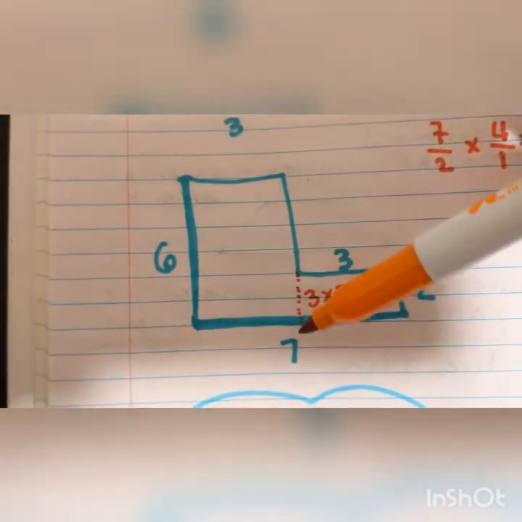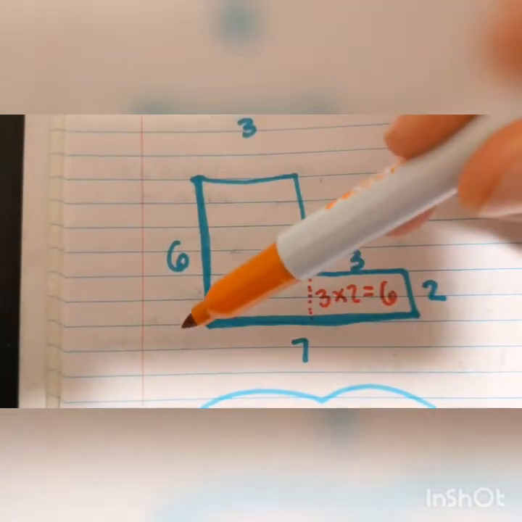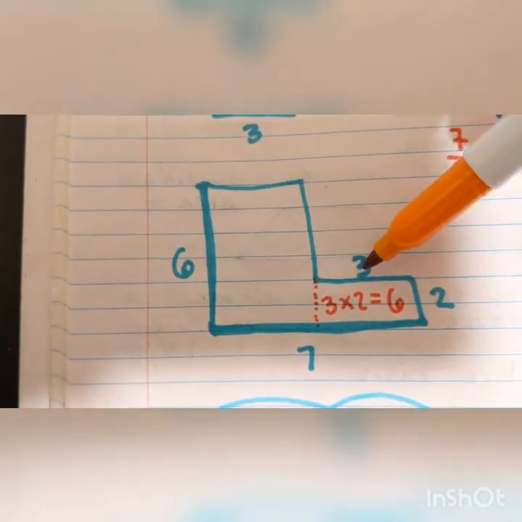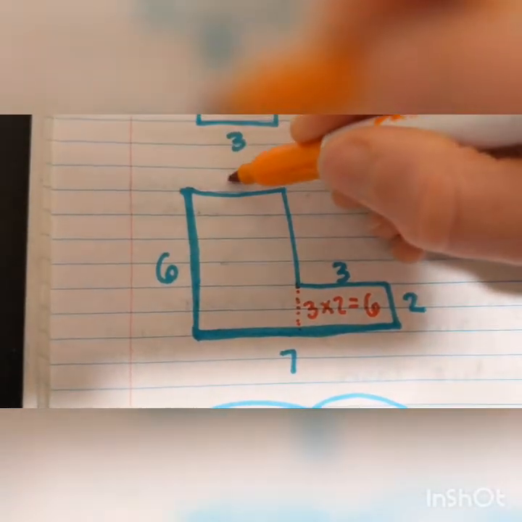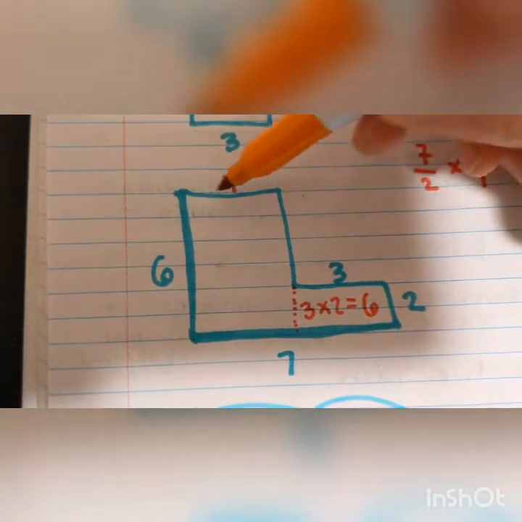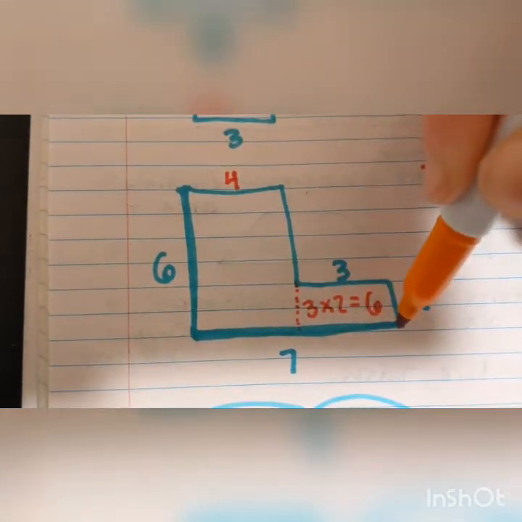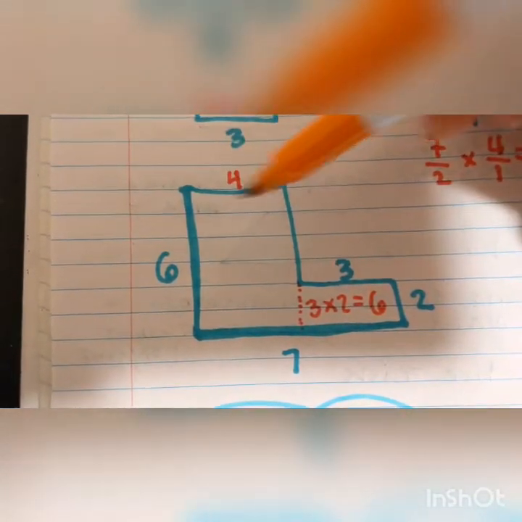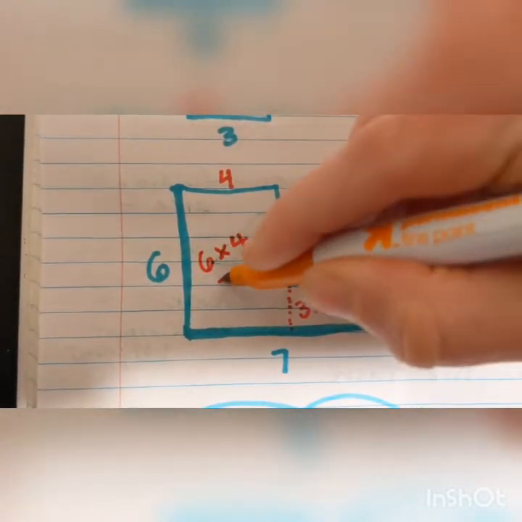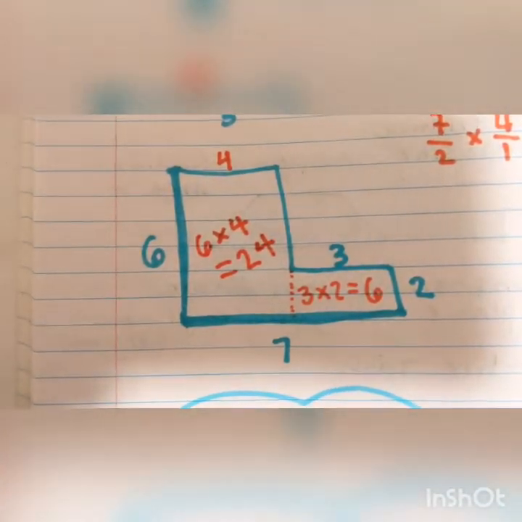And then on this one, we don't know what this length is, but we can figure it out. So if this whole entire thing is 7, and we know this part is 3, then I can think, okay, 3 plus what gives me 7? So I know that this part has to be 4. So again, 4, this length, plus this length, 3, has to equal the total length of the bottom, 7. So now I know this rectangle is 4 across and 6 down. So my last step to find the total area is to add those 2 together.